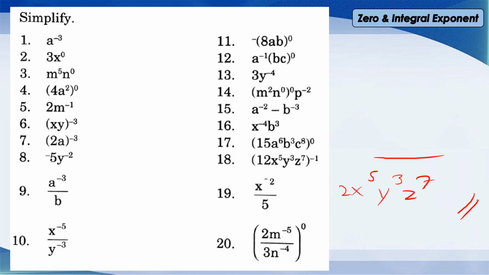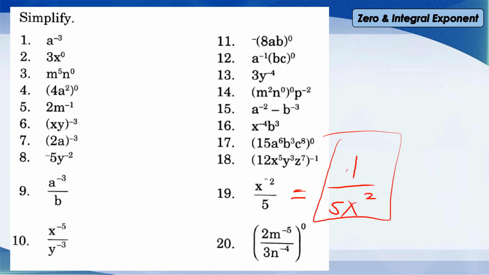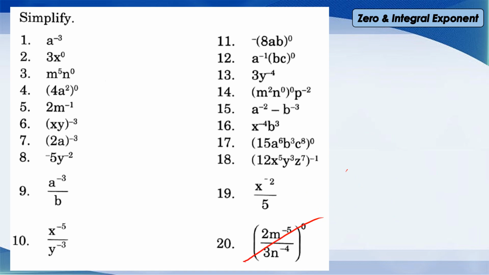19, x raised to negative 2 over 5. Just simply, baba mo lang yung x. Siya magiging 1 over 5x squared. And last, we have cancel it. Pagiging 1. Very good.